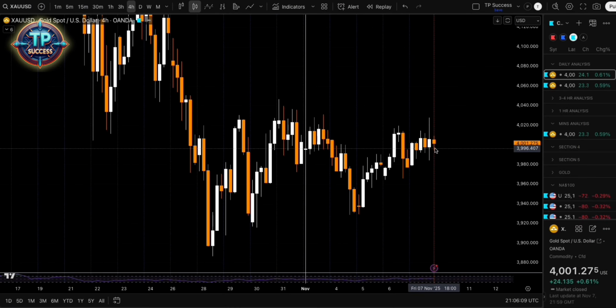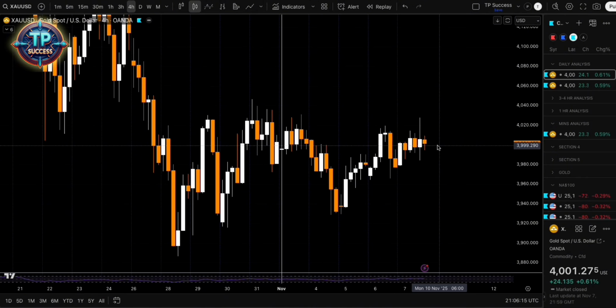Welcome back, traders. So basically what we're going to be doing is using the movements of last week to help us figure out what we need to be keeping an eye out for this week. There's a couple of things I'm going to be talking about with you all, and these are the tools that I'll be using.